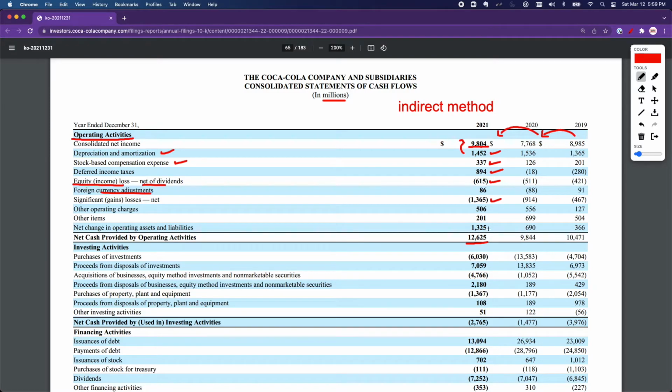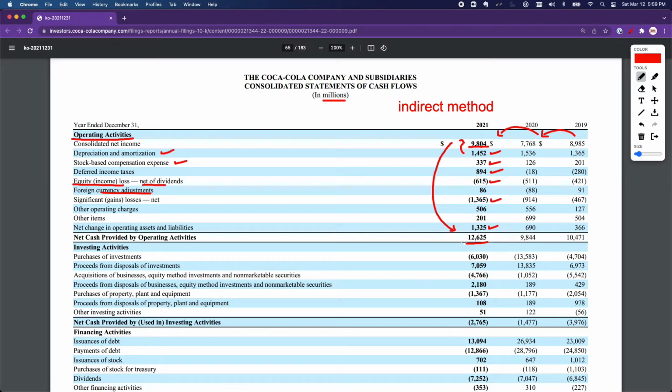Here we have changes in things like accounts payable, accounts receivable, cash, etc. So at the end we're adding this figure. If you add this up, the 1.4 billion, 337, 894 minus 615, etc., then you get this figure here, which is the CFO, the cash flow from operating activities.